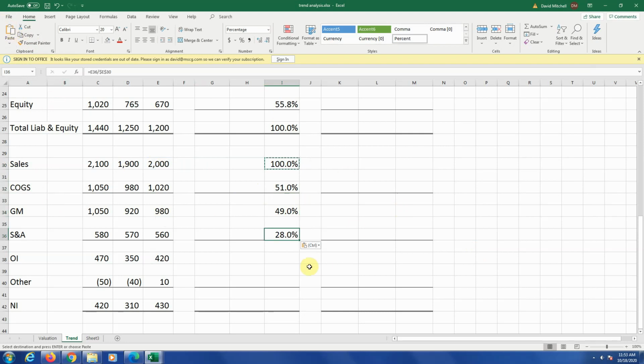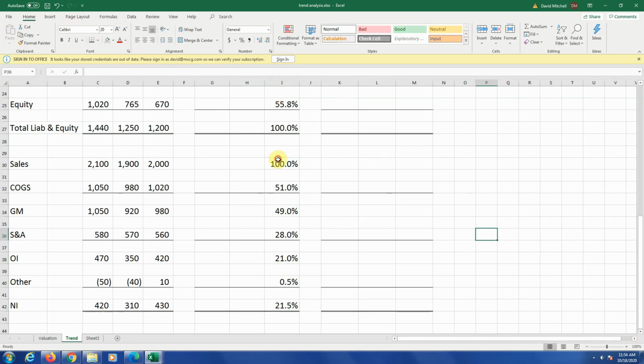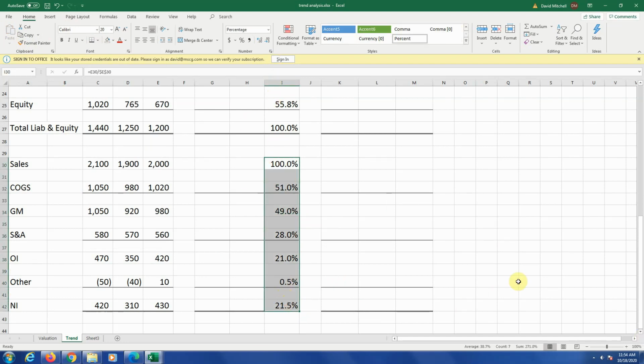Selling and administrative is 28, which means our operating income should be 21. Other income, which again is not something I really look at very often, is 0.5%, and our net income is 21.5%. So this is our gross profit margin ratio, our operating profit margin ratio, and our net profit margin ratio. So basically we're calculating all those as part of what we do when we do this trend analysis.